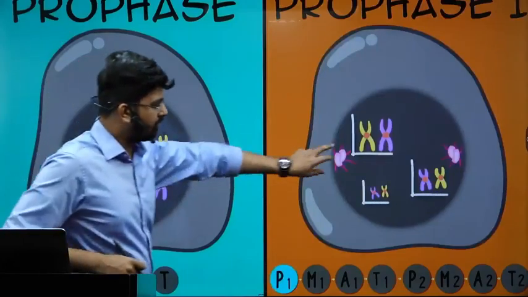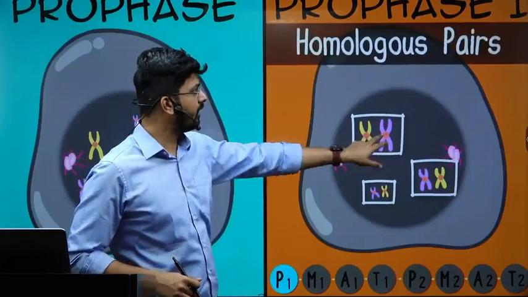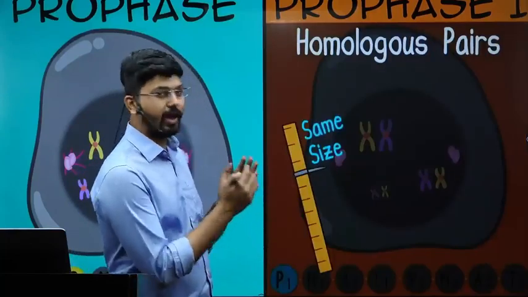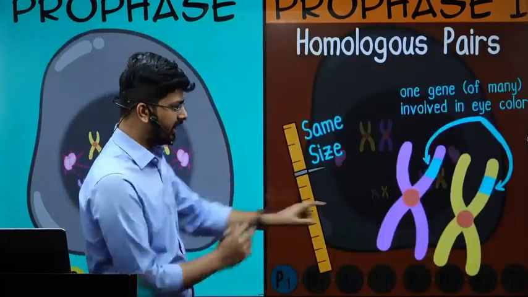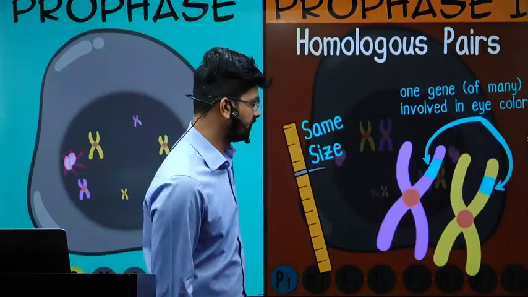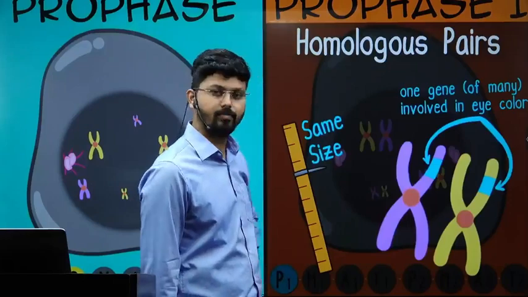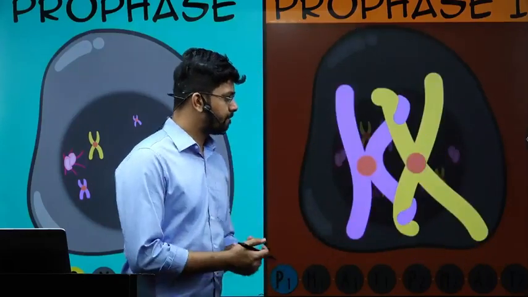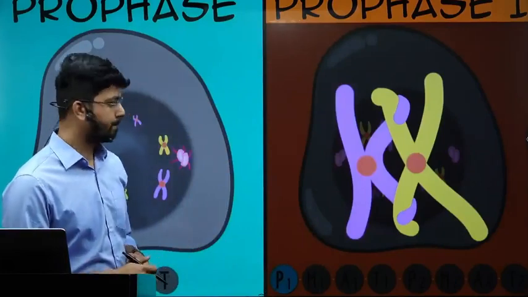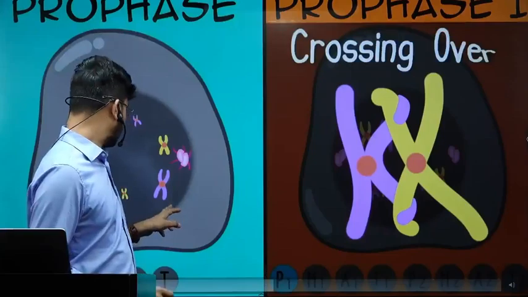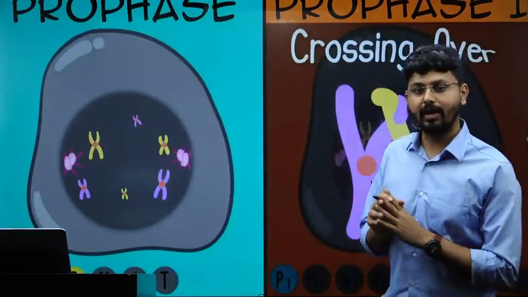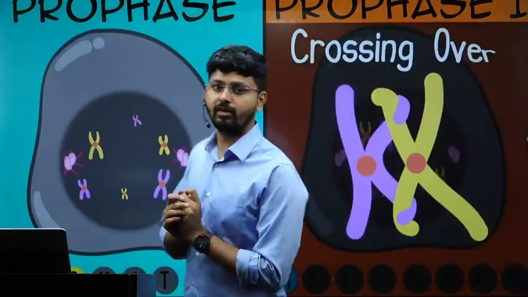So now one from mother, one from father will come and form a homologous pair, and now what happens, they'll sit over one another and they'll exchange. Now exchange of information will happen, but it will be with respect to the same location, right?